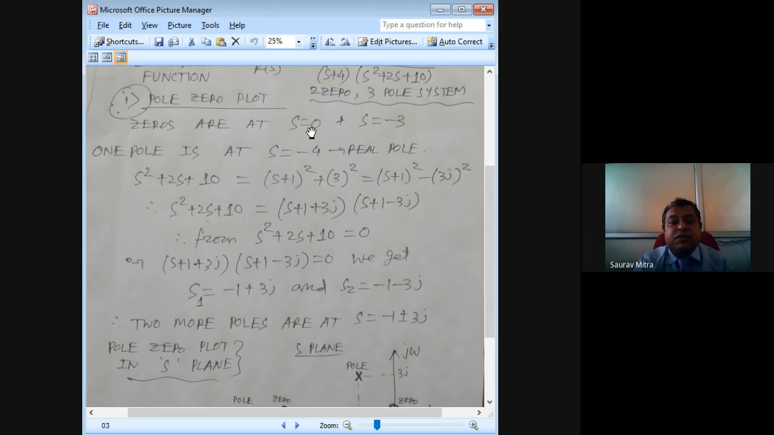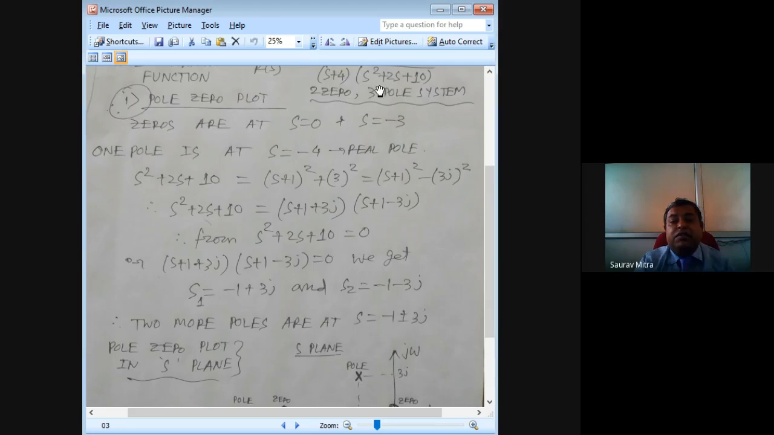Then from s + 4 = 0, we are finding s = −4. This is a real pole because this s + 4 is there at the denominator. So s = −4 is a real pole. But s² + 2s + 10, if you are doing factorization, what you find is (s + 1 + 3j) and (s + 1 − 3j). Now s² + 2s + 10 = 0 means (s + 1 + 3j)(s + 1 − 3j) = 0. So from there you find two factors. From this one s1 = −1 + 3j, and from here s2 = −1 − 3j. So these are two complex poles.